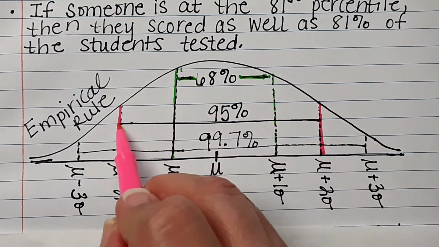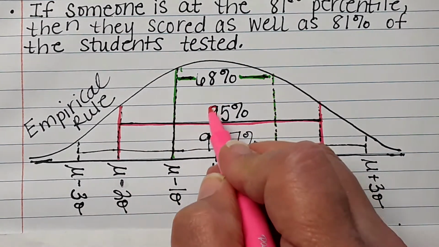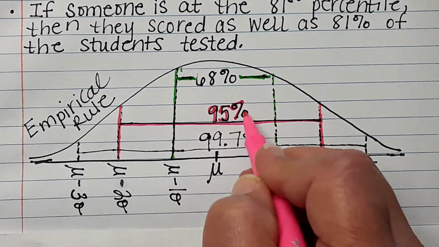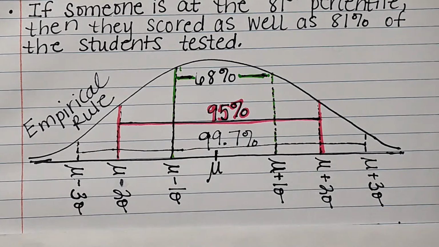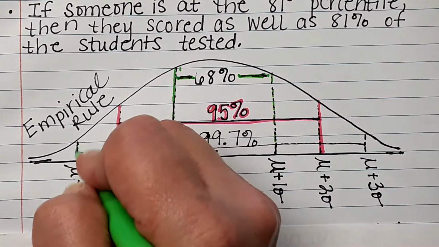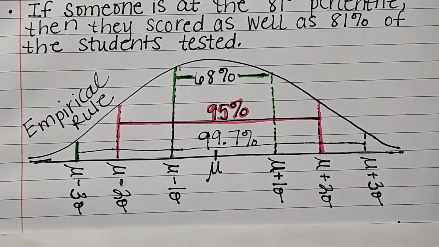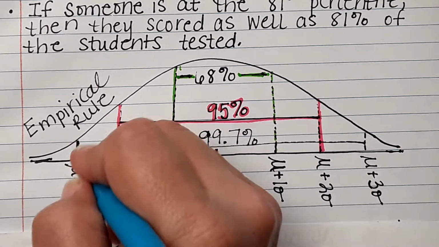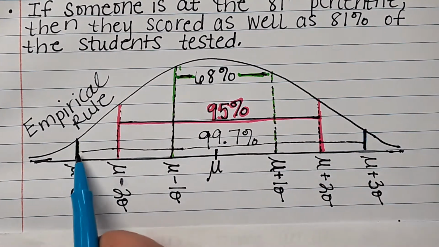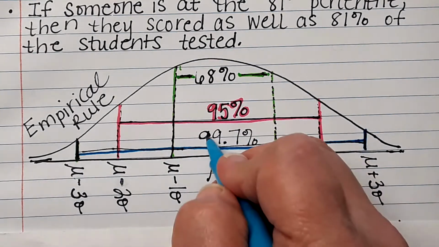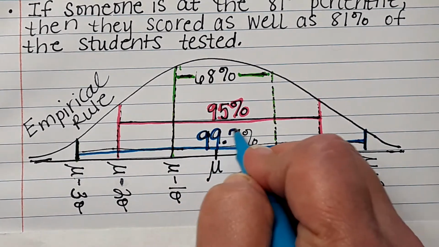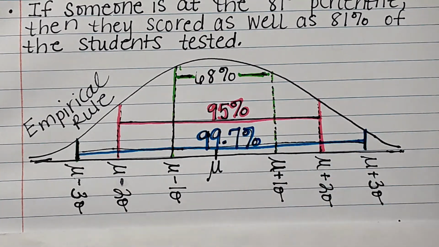Within two standard deviations, 95% of the data falls. And lastly, I shouldn't be using green because I already did. 99.7%. And I think you guys did this in AP psychology as well, correct?